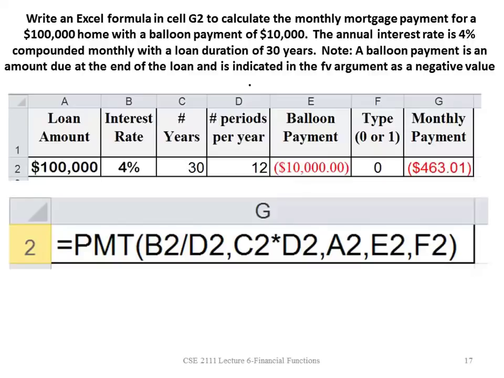There's our payment function that we're putting in there. We're putting it in cell G2. Notice our future value argument is cell E2, because now we are going to owe $10,000 at the end of this transaction, because we are going to make a balloon payment at the end. And the balloon payment is just one large sum that we will pay at the end.